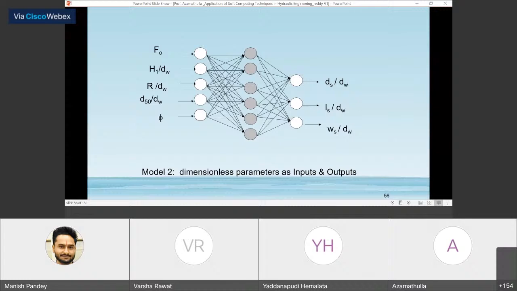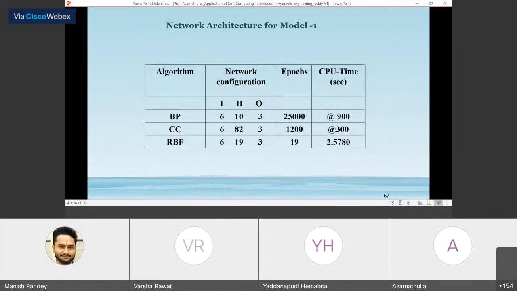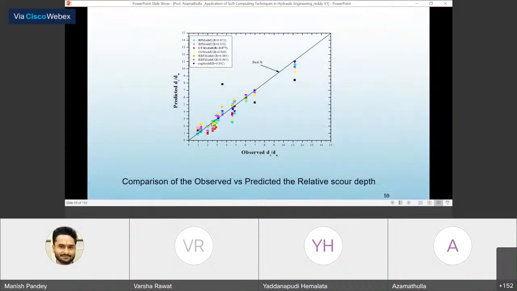Then another one, you can see Froude number, relative head, relative bucket radius, and everything related. These grouped variables produce very accurate results. You can see the network configuration: 6 inputs, 10 hidden nodes, and 3 outputs. RBF produced results in a fraction of seconds, 2.5 seconds, but the results are not that good. Back propagation is always a slow algorithm, but it produces good results, though slow, since these networks always get stuck in local minima, like LM, Levenberg.